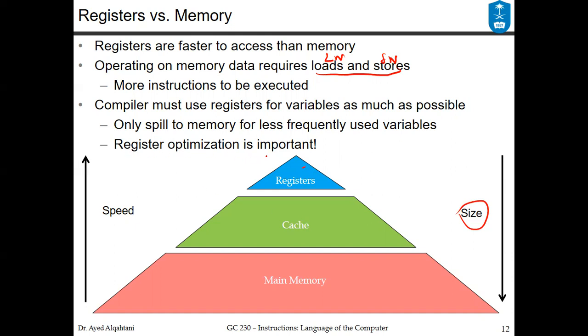Register optimization is very important because there are 2 points here. The first point, there is a limited number of registers. You have only 32, so make sure you use them wisely. Second, to the best of your capability, try to use registers all the time.